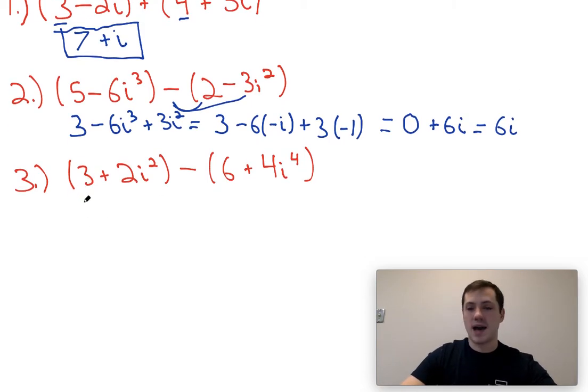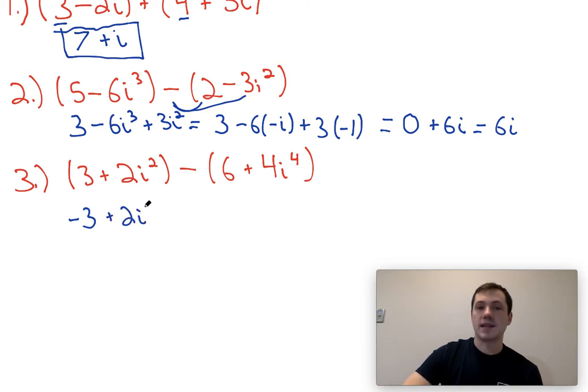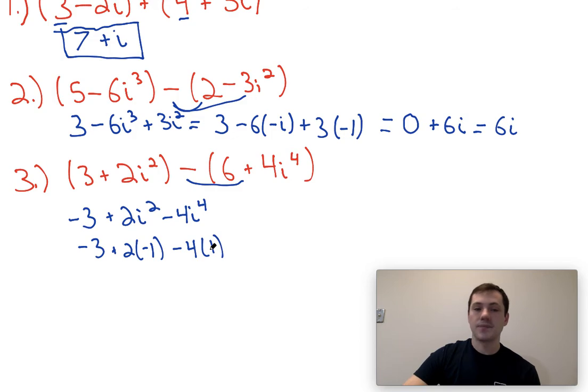Now for problem 3, it's also a subtraction problem. 3 minus 6 would give us -3. 2i squared has nothing to combine with, so it's just 2i squared. Minus 4i cubed, because this negative gets distributed, so we would have minus 4i to the fourth. Now, -3 plus 2 times -1, remember i squared is just -1, and i to the fourth is just 1, so we end up with -3 plus -2 minus 4. When that's all said and done, we're going to end up with -9.